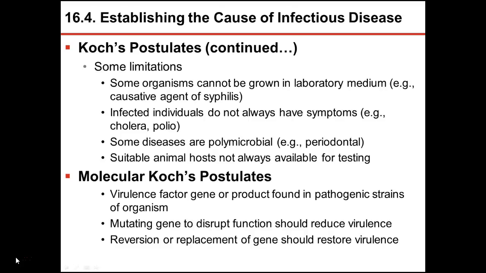And if the bacteria suddenly loses its ability to cause disease, and we think that we might be on to something, we put that gene back in, and if it's able to cause disease again, then we assume that that is a virulence factor. So this satisfies molecular Koch's postulates in a different way than what we see with the traditional.